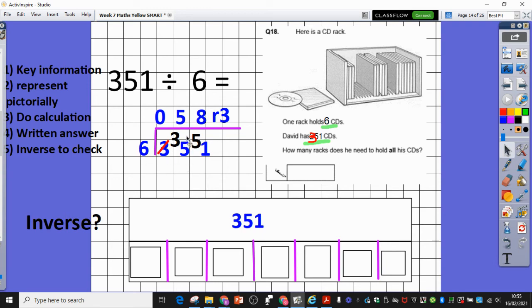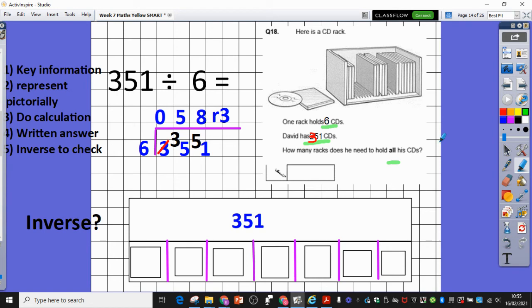So I know that I've now got to do 6 into 51. Well, I know that 6 goes into 51 8 times. 6 8s are 48, which means I have got a remainder of 3, which is fine. That calculation's correct. However, the question was saying how many racks does he need to hold all his CDs? And that's really, really important, because what's he going to do with those 3 that are remaining? Just leave them scattered on the floor for people to stand on? No, he needs another rack.